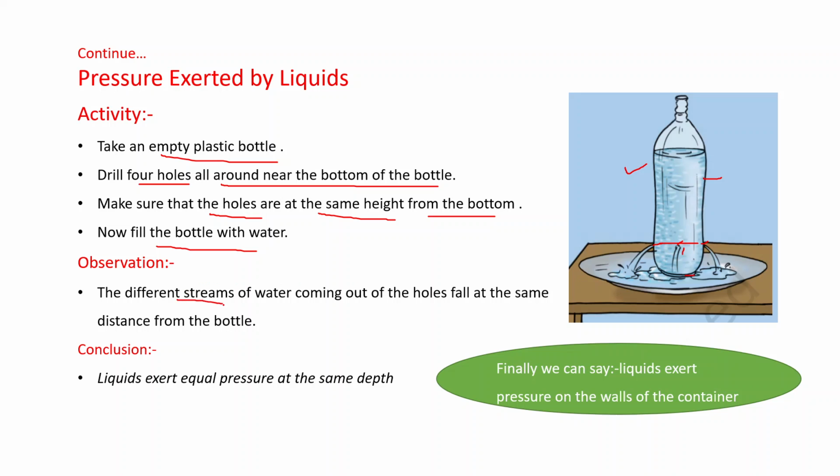The different streams of water coming out of the holes fall at the same distance from the bottle. That's why we can say liquids exert equal pressure at the same depth. Finally, we can say liquids exert pressure on the walls of the container. This wall may be at the side or at the bottom.